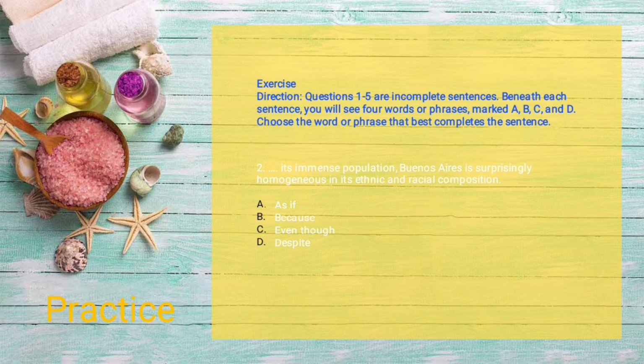Alright, number 2. Blank its immense population, Buenos Aires is surprisingly homogeneous in its ethnic and racial composition. A, as if. B, because. C, even though. D, despite. Try to answer it. Alright, the answer is D, despite, because it is a conjunction that works to show contrast.